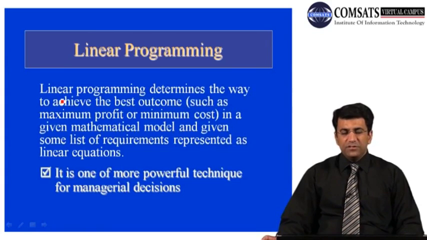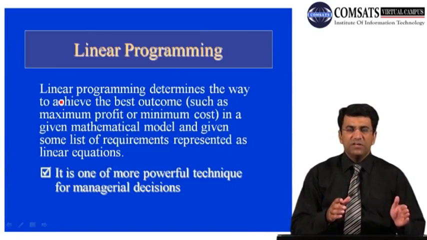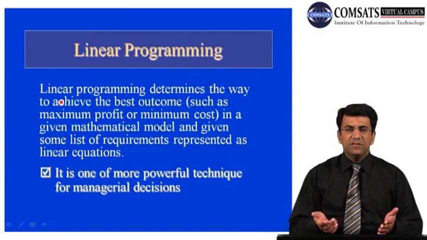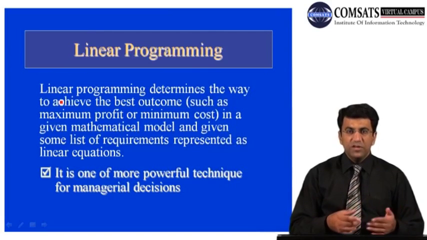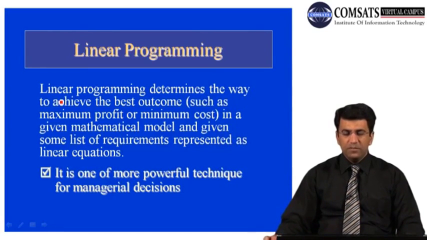Then another definition is: linear programming determines the way to achieve the best outcomes, such as maximizing profit or minimizing cost, in a given mathematical model and given some list of requirements represented as linear equations. So again, there will be certain objectives and certain constraints. We try to achieve the objectives within the certain constraints through the linear programming problem. This is the purpose of linear programming problems.